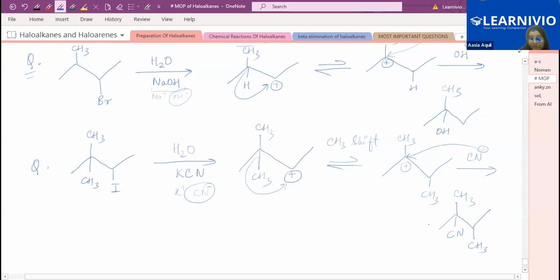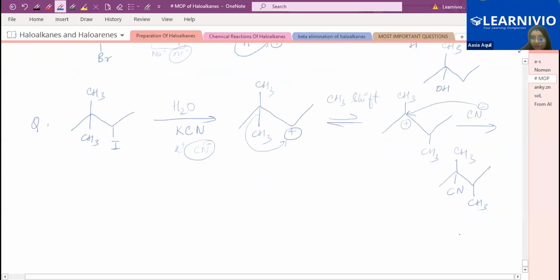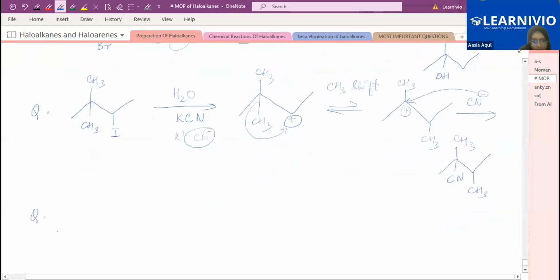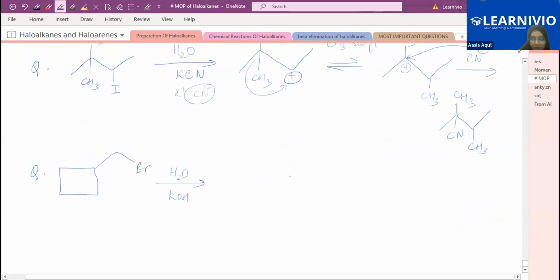Is it clear? Okay. One more example, right now. Suppose there's a cyclic type of compound. The reagent is water and KOH. How to proceed with this type of question? See here, what will happen? The bromine will be removed from here. Bromine will leave from here and here the carbocation.